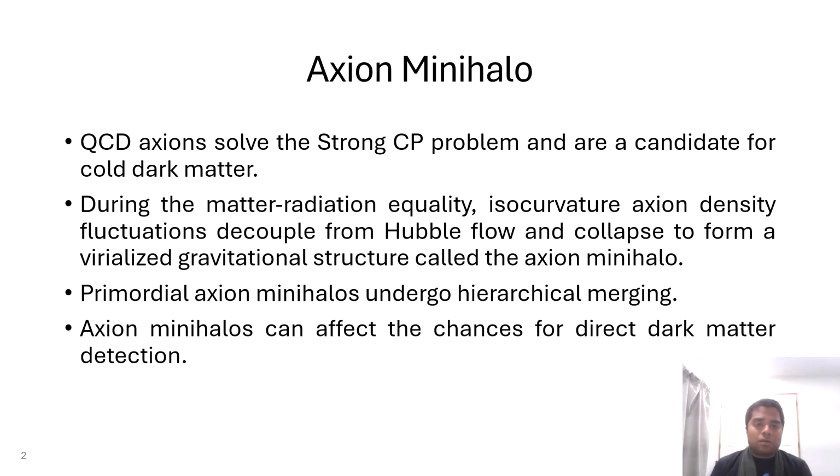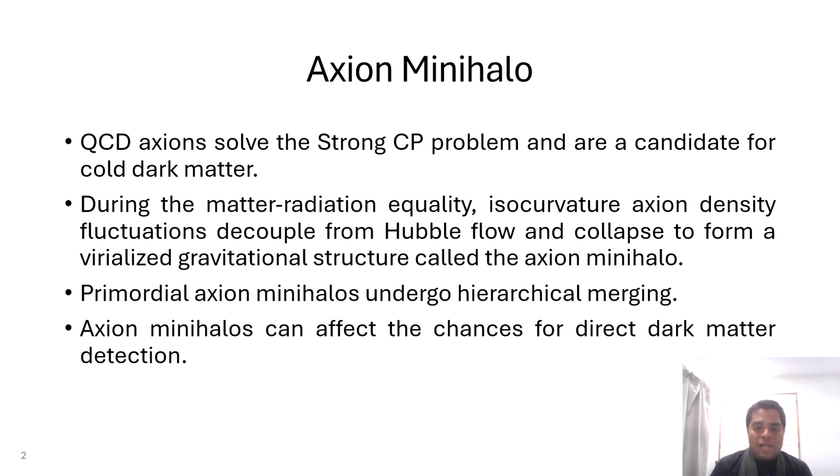Okay, a little background. QCD axions solve what's known as the strong CP problem, and today they are a candidate for cold dark matter. Now, on a cosmological timescale, the universe was initially radiation dominated and then it transitioned to being matter dominated. During this transition phase, which we call the epoch of matter-radiation equality, isocurvature axion density perturbations decouple from the Hubble flow, which is the uniform expansion of the universe in space, and they collapse to form gravitationally virialized structures called axion minihalos.